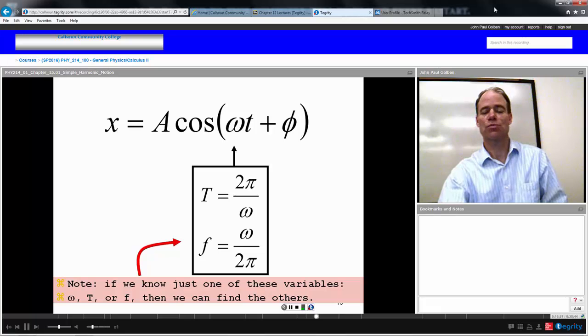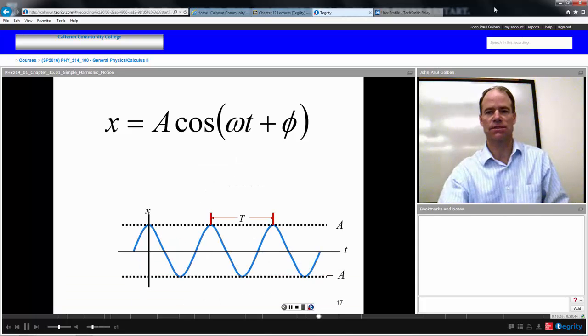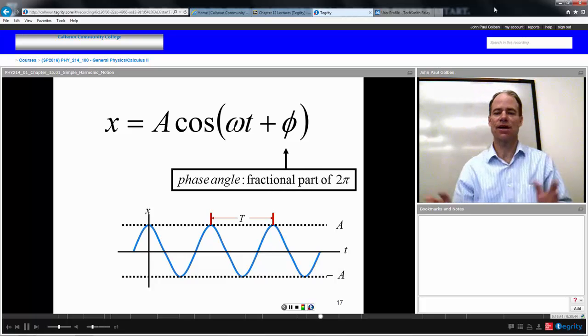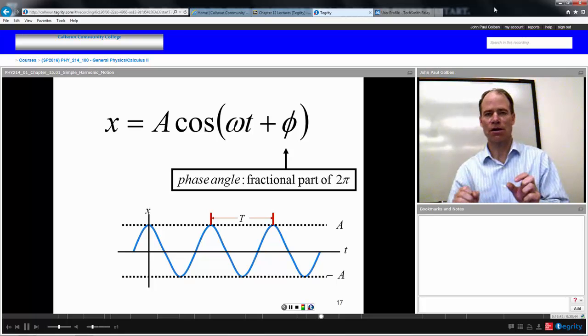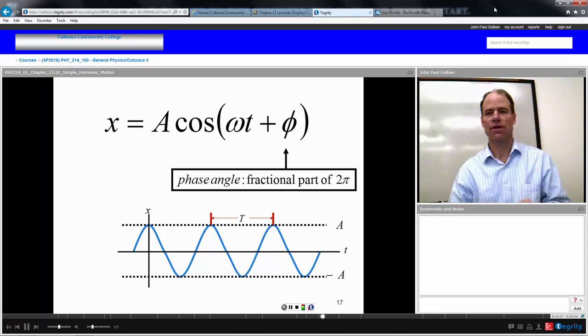If we know just one of these variables, omega, the period, or the frequency, we can get the other two very easily from these simple relationships. And the phase angle is the last thing I need to know. It is that fractional part of a cycle from which we start our time. We may not start our time at a nice position. We may be in the middle of a cycle.